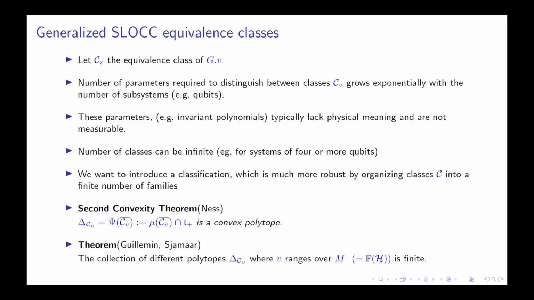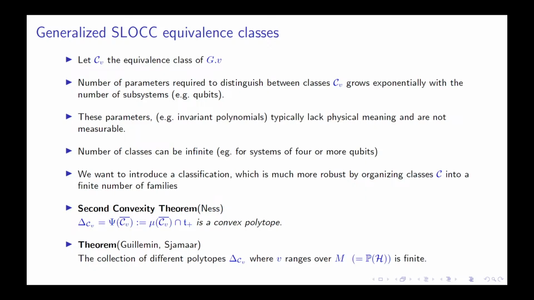And so we want to introduce a classification which is much more robust by organizing classes into a finite number of families of these orbits. So this will not be so subtle a classification, I would say, in the case of local unitary, but nevertheless.